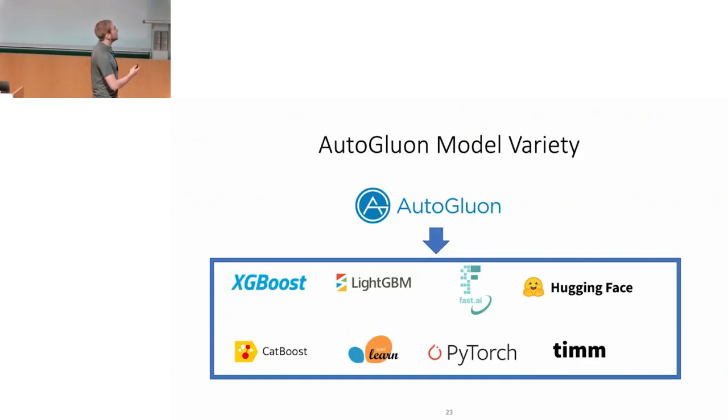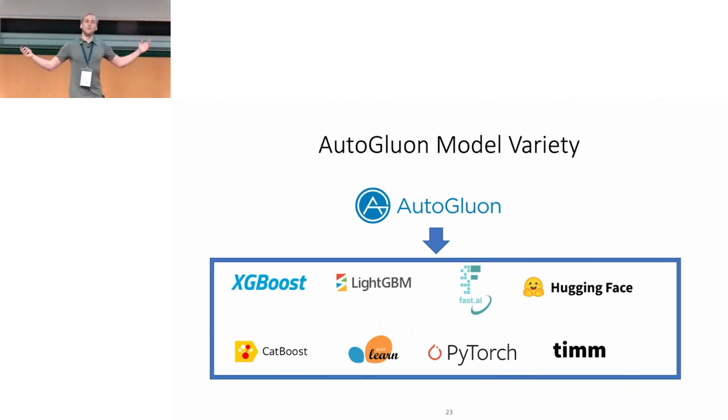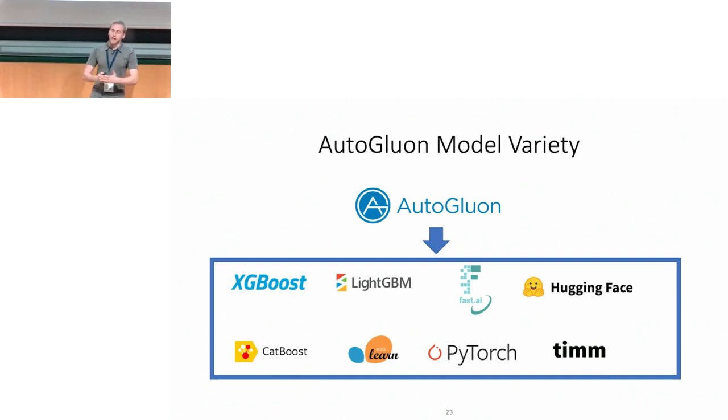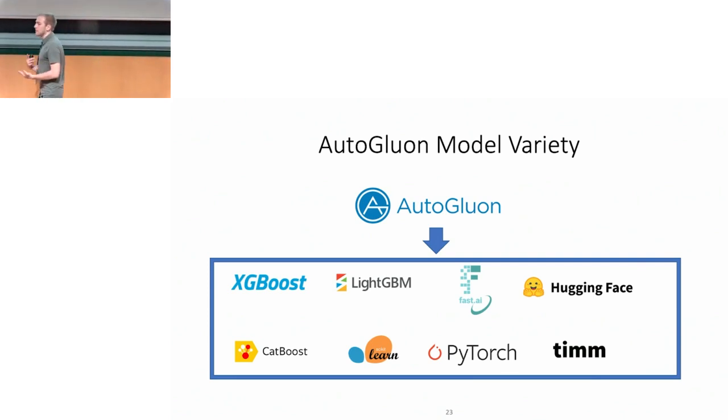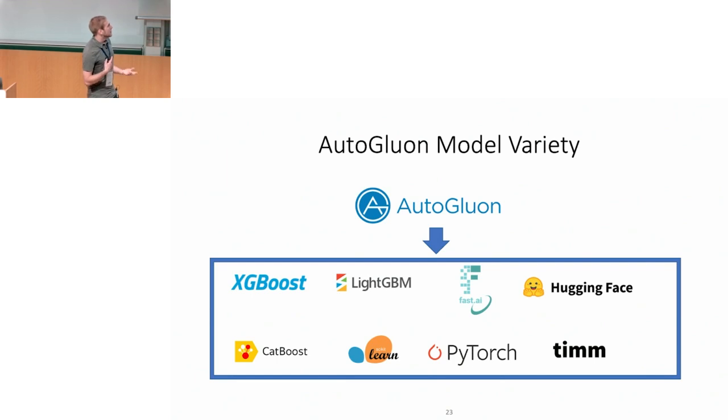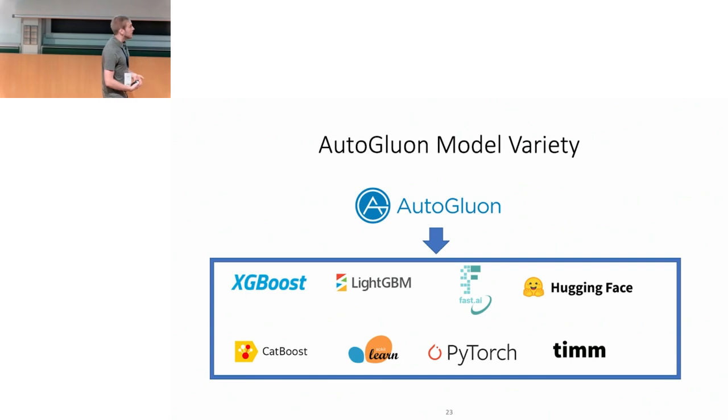Okay. So, how do we do this? Well, first of all, model variety. Take the absolute best of the open source community, slam it all together, and get the widest model variety possible. Take all the state-of-the-art algorithms, XGBoost, LightGBM, CatBoost, scikit-learn, grab stuff from Hugging Face, grab stuff from Tim, go and use the fast AI neural network model. Anything and everything to add diversity and strength to the ensemble.